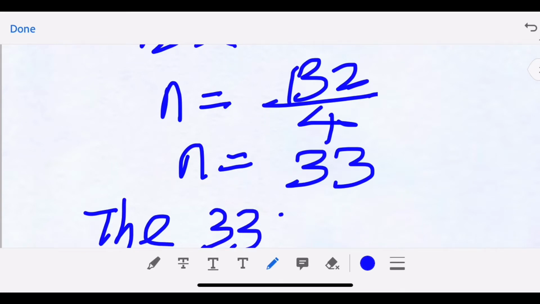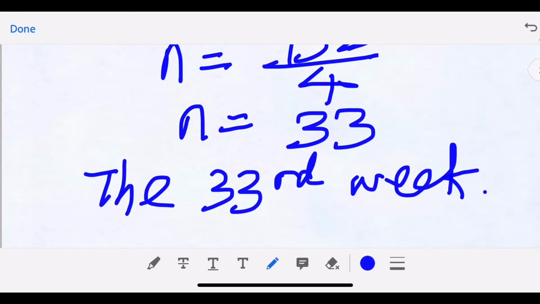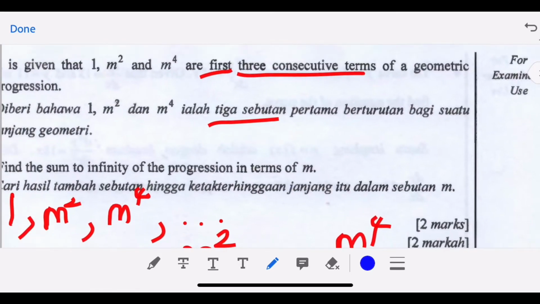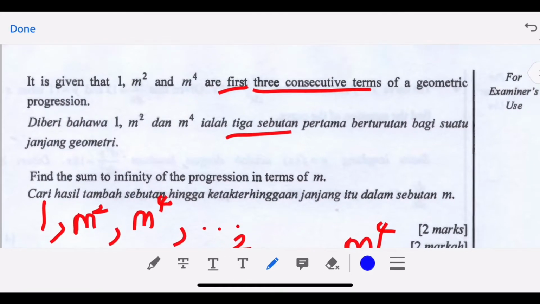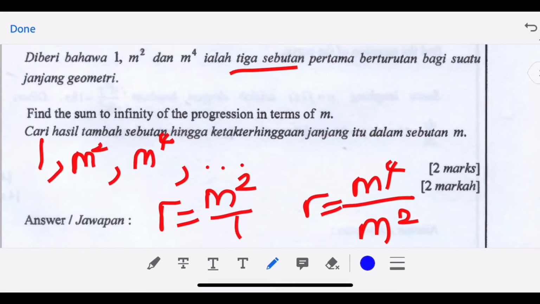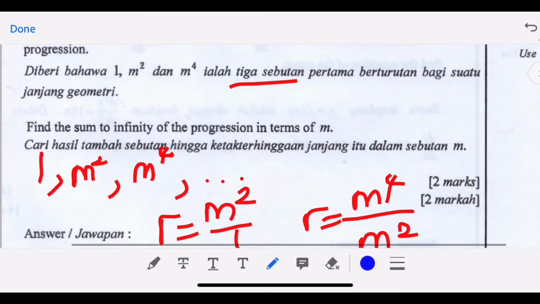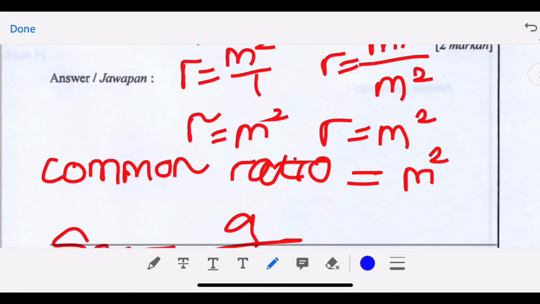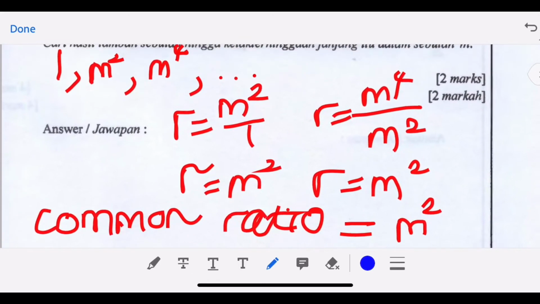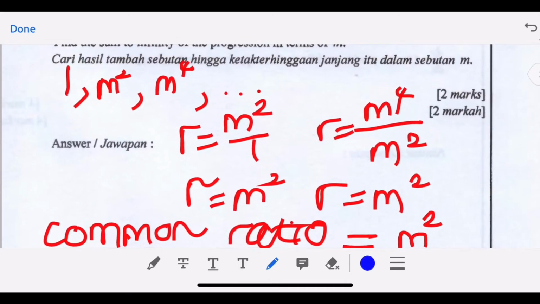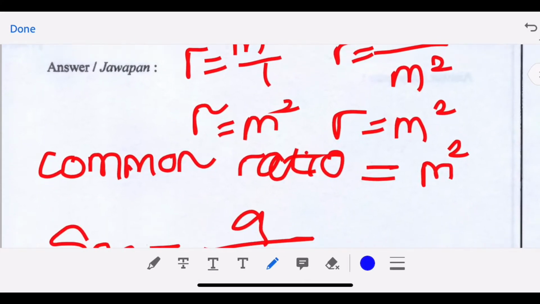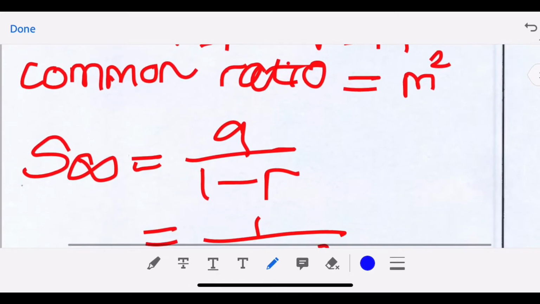So if you do the arithmetic progression, make sure you study the common difference. If reduced, it will be negative. And then for this question is about the sum to infinity. So the formula for sum to infinity is S infinity equal to a over 1 minus r. So you just find your common ratio, and then you will substitute into the formula. So the answer is 1 over 1 minus m squared.